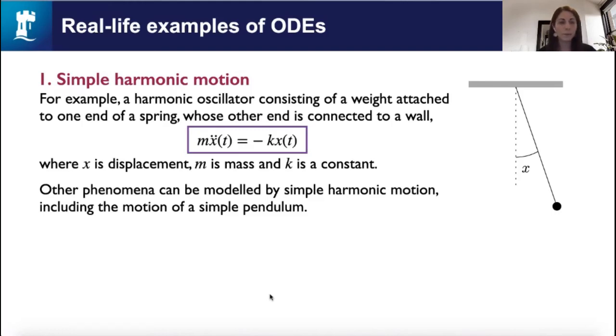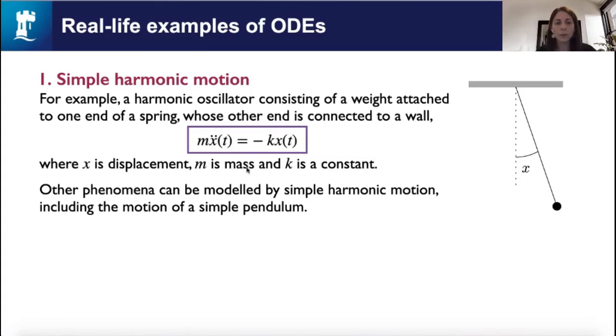And here we see the first example, which is simple harmonic motion. For example, if we have a harmonic oscillator consisting of a weight attached to one end of a spring and whose other end is connected to a wall, then the motion of this weight can be described by this second order ordinary differential equation, where x here denotes the displacement of this body, m is the mass, and k is some constant. And remember, this double dot is the second derivative.